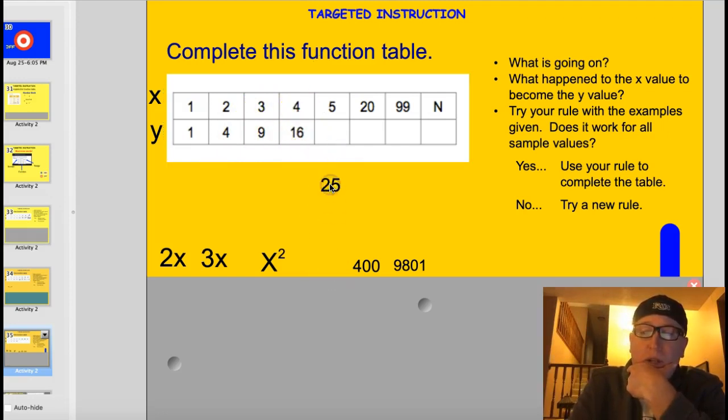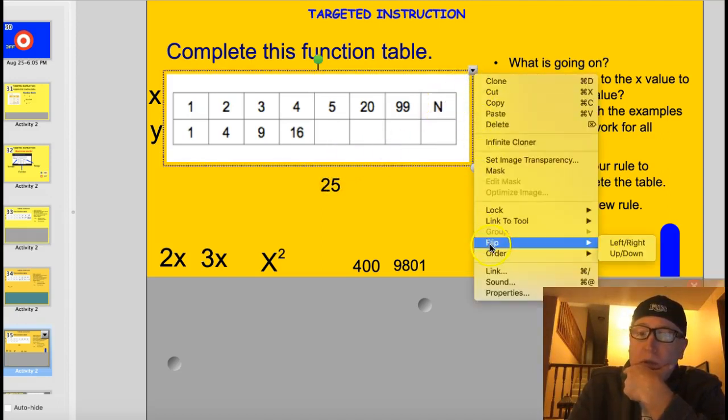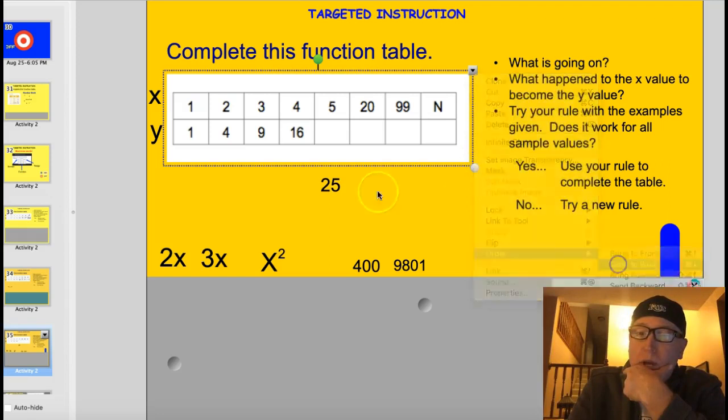5 squared is going to have to, I'll have to send this to the back here real quick. Order, send to the back.